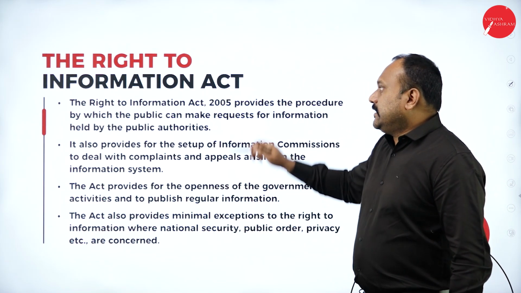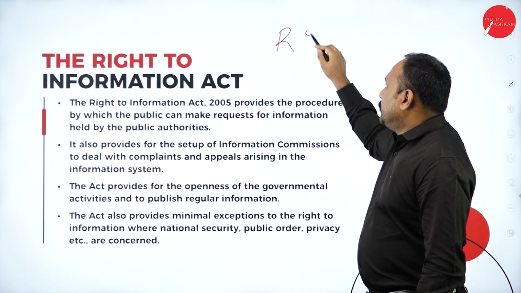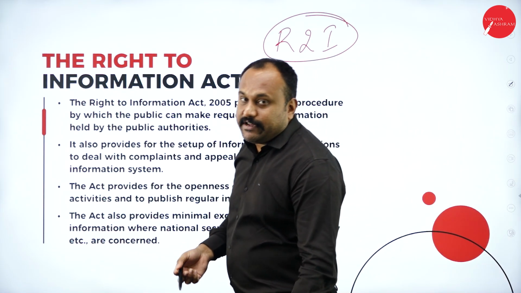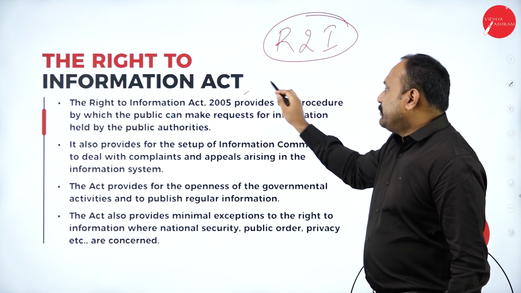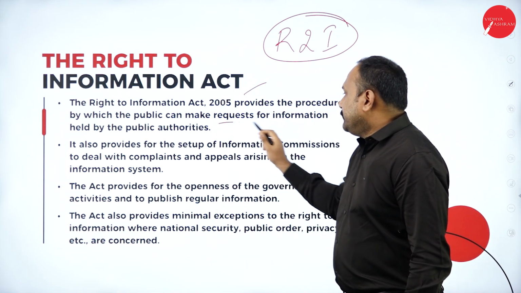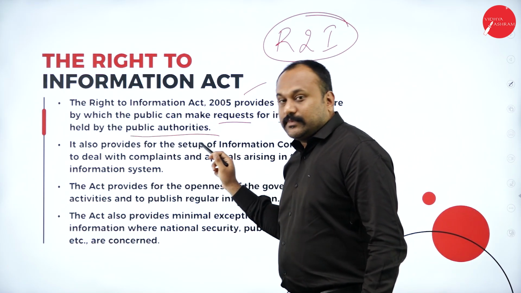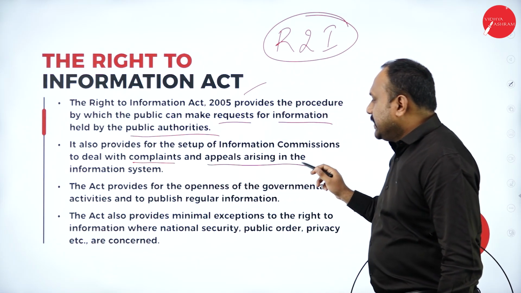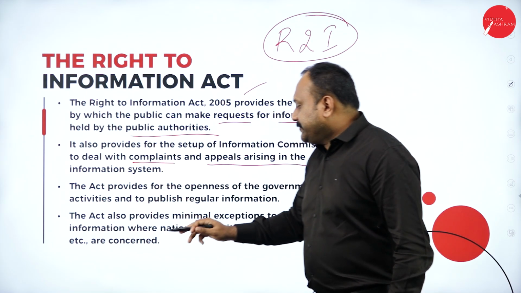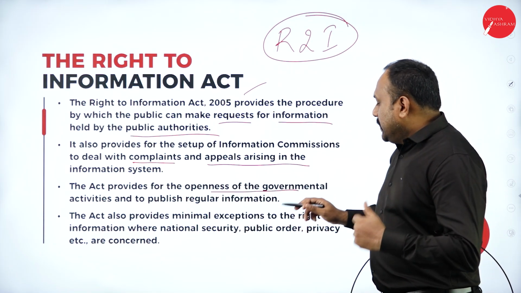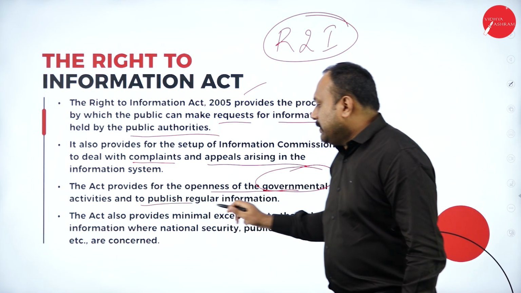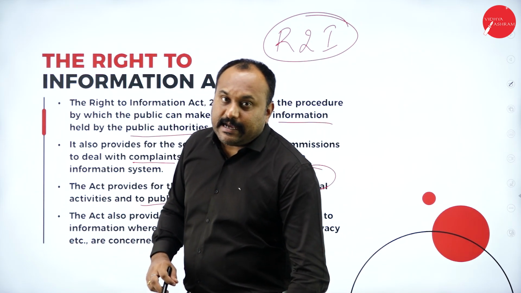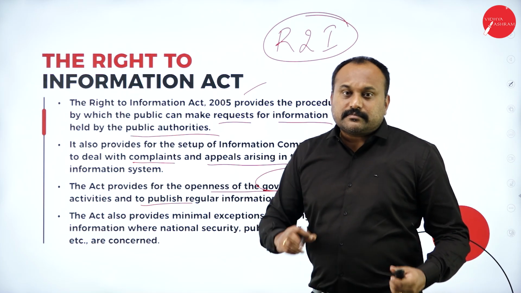The Right to Information Act, we call it the Right to Information. So, what does the Right to Information Act say? Again, it can be a 5 marks question. The Right to Information Act 2005 provides the procedure by which the public can make requests for information held by the public authority. It also provides for the setup of information commissions to deal with complaints and appeals arising in the information system. The Act provides for the openness of the government and governmental activities and to publish regular information. Any information you want from the government should be given. That is what the RTI Act of 2005 is very famous for.